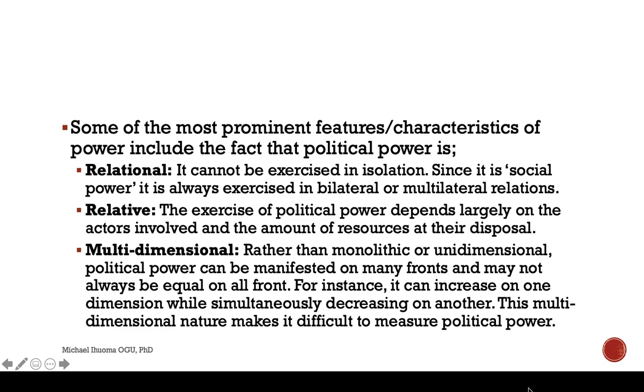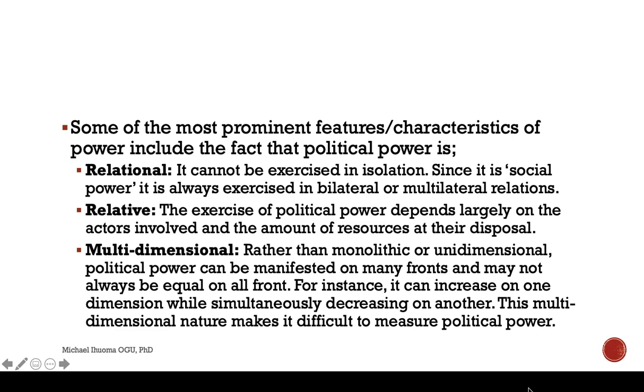And then the third characteristic is the fact that power is not monolithic. It's not unidimensional. So there are so many things that are involved in trying to calculate or trying to exercise political power. So many things are involved in trying to understand political power. All right, it is manifested on many fronts, and so we understand these dimensions when we talk about the dimensions of power. We understand these manifestations.